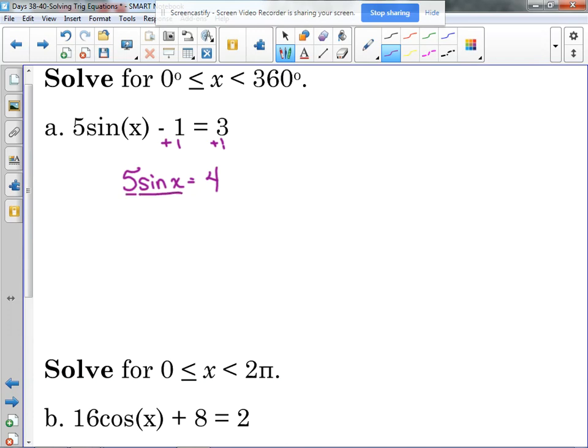If you want to keep the parentheses, that's fine. There's nothing wrong with that. But I'm just going to drop them in my problem. Then we divide by 5. So we get the sine of x is equal to 4 over 5.